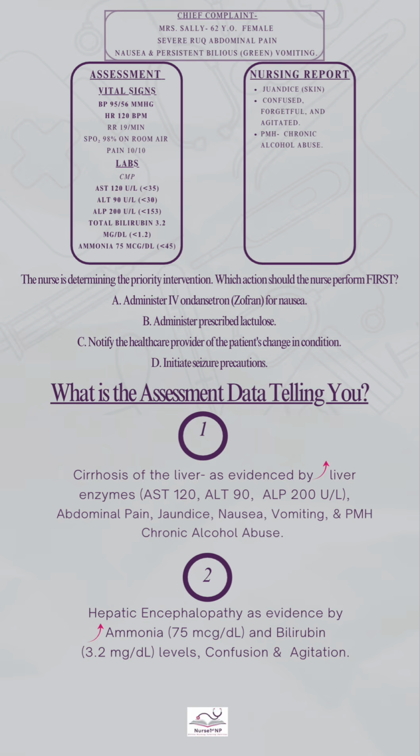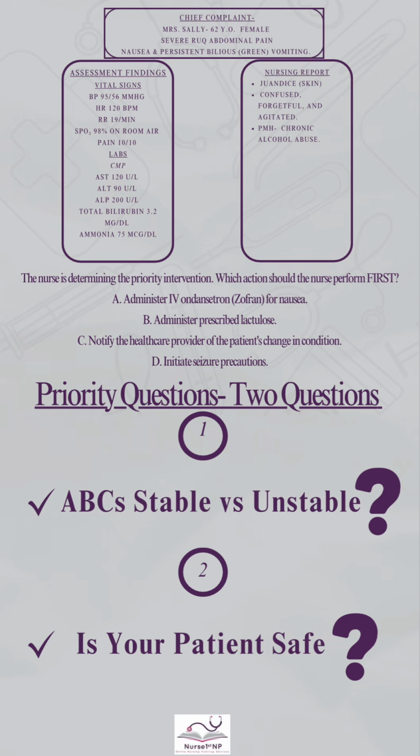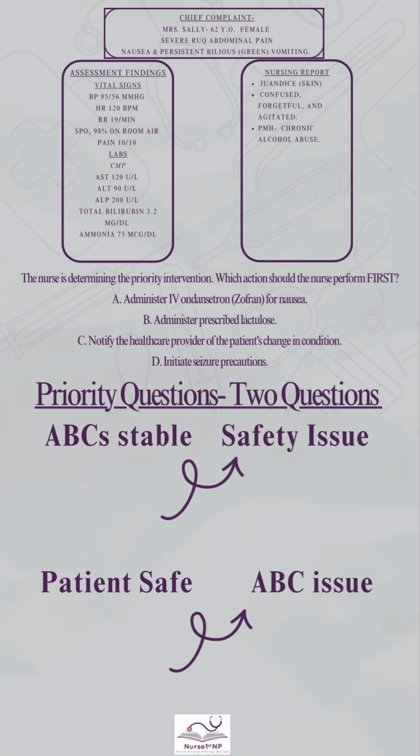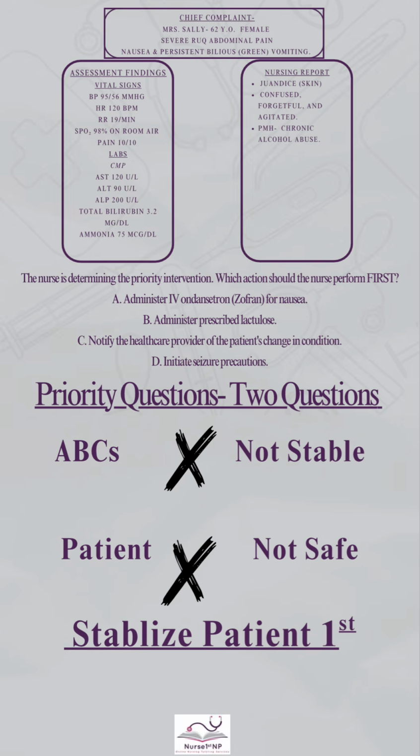Now that you have an idea of what's going on, before answering a priority test question, be sure to always ask yourself 2 questions. Are your patient's ABCs stable or unstable, and is your patient safe? If your patient's ABCs are stable, then look for a possible safety issue in the test question. If your patient's ABCs are unstable, or if your patient is not safe, then your priority should be choosing an answer that helps stabilize their ABCs or make them safe.